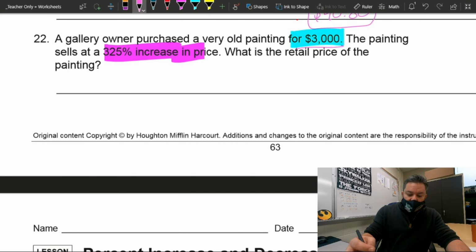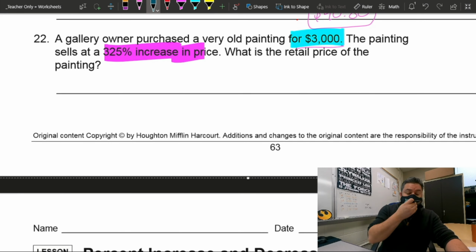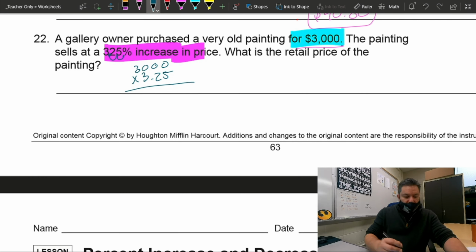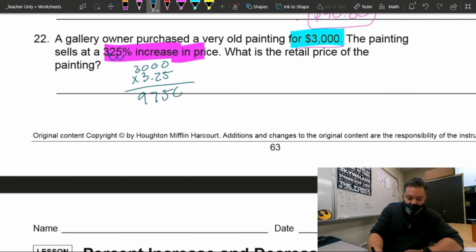So step 1, we're going to convert percent to decimal. And do not get scared because the decimal is over here at the end. So it's 1, 2. So now that becomes 3.25. And you're going to multiply that by the original, which is 3,000. Now 3,000 times 3.25 gives us $9,750.